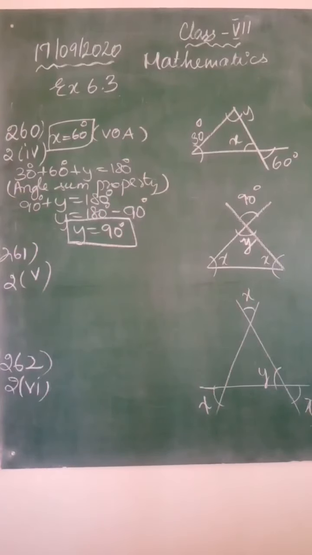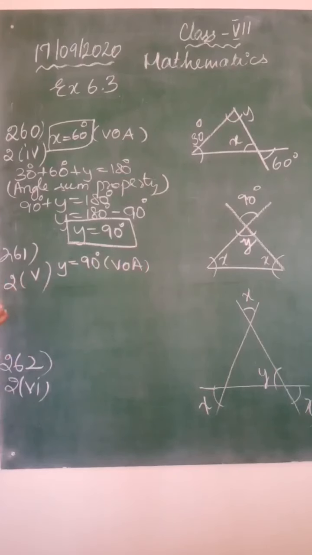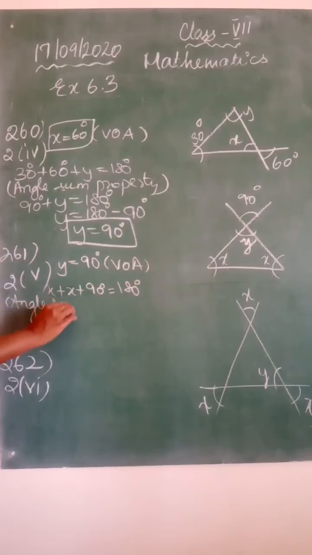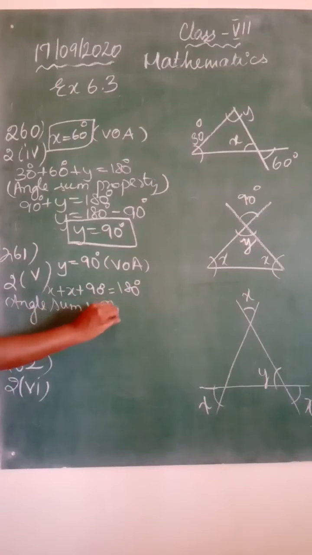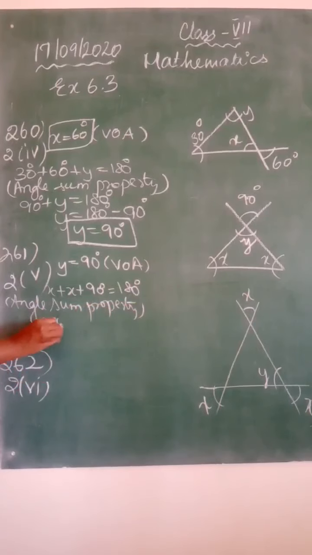So coming to the next one, here it is very clear that y is equal to 90 degrees because of vertically opposite angles. Next we have 2x, so x plus, in place of y we will write 90. So these are the angles in the triangle equal to 180 degrees, and this is because of the angle sum property. So next what we have? Next we have 2x plus 90 equal to 180.